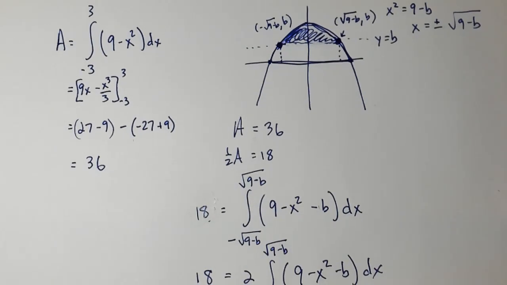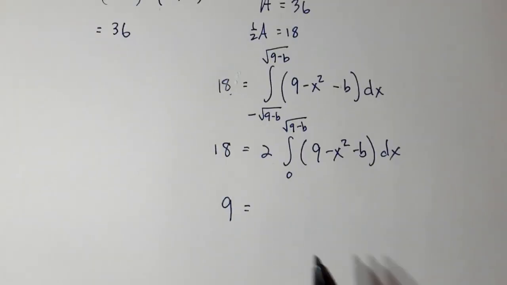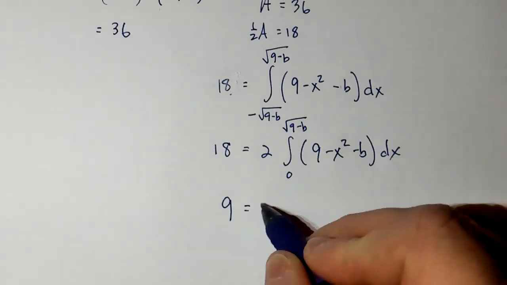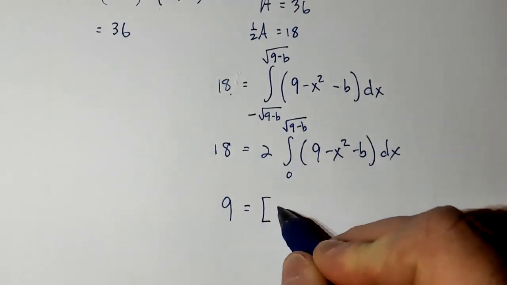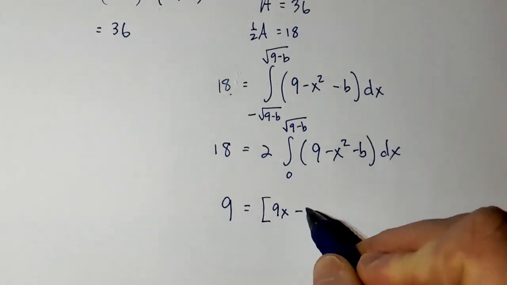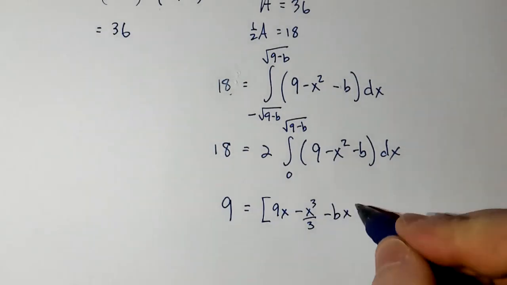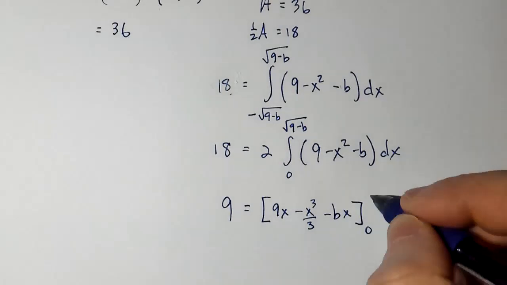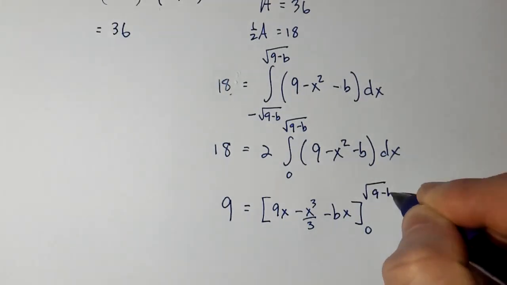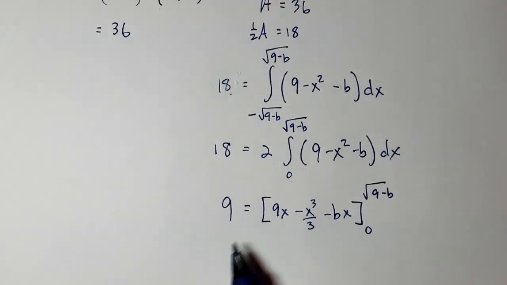So in reality, we could, obviously, divide both sides by 2. So this is going to be 9 equals, and I'm just going to go ahead and take the integral of this now. So this is going to be 9x minus x cubed over 3 minus bx from 0 to square root of 9 minus b. So I'm going to substitute in this info.